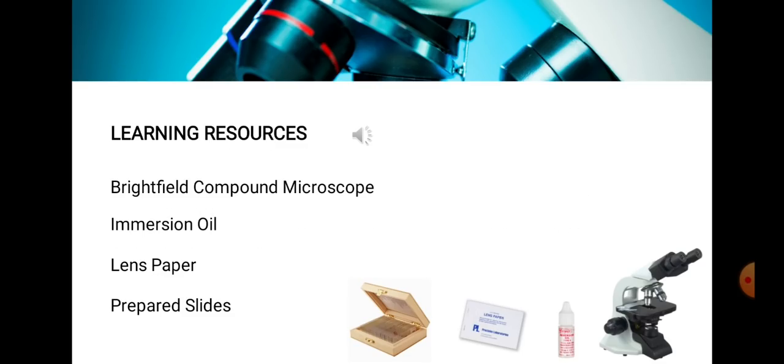These are the different materials that we will be needing for this activity. We have the bright field compound microscope, immersion oil, pens, paper, and our prepared slides.